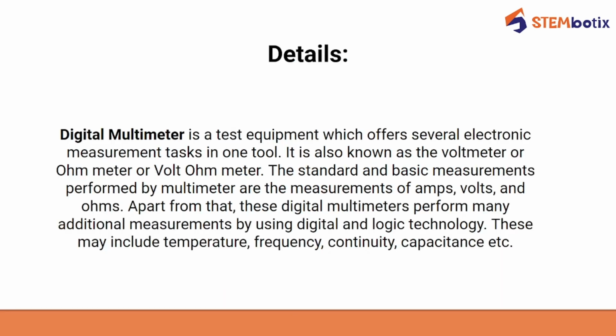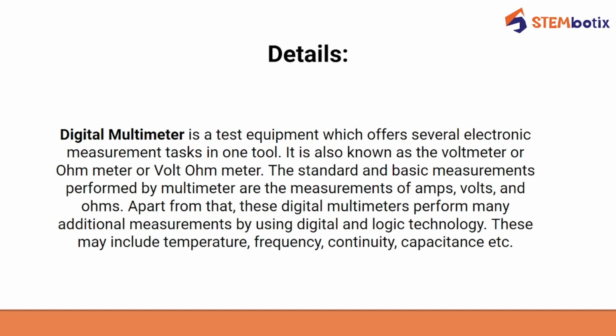Now, these are the details. What we can discuss about digital multimeter is that these test equipments offer several electronic measurement tasks in one tool. So, using this single tool, you can measure a variety of electrical properties. It is also known as voltmeter or ohm meter or volt ohm meter. The standard and basic measurements performed by a multimeter are amperes, volts and ohms. Amperes are the unit for current, volts are the unit for voltage and ohm is the unit for resistance.